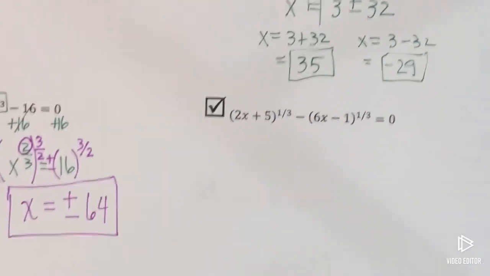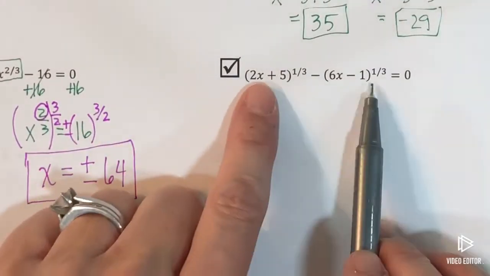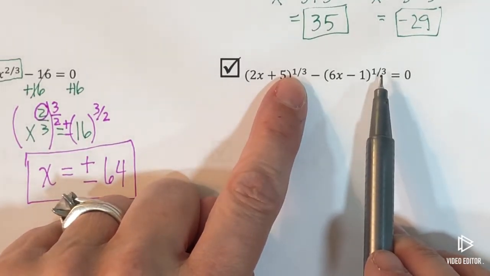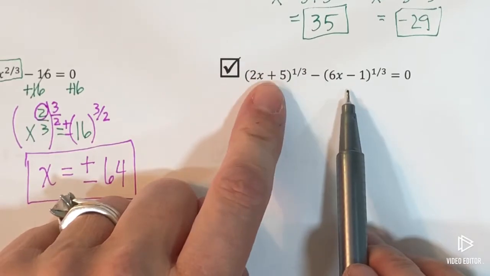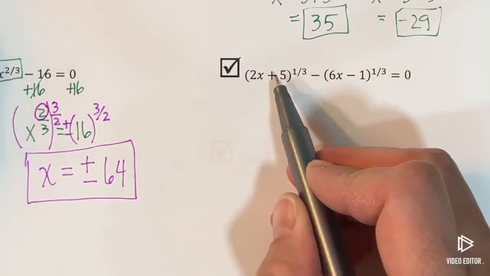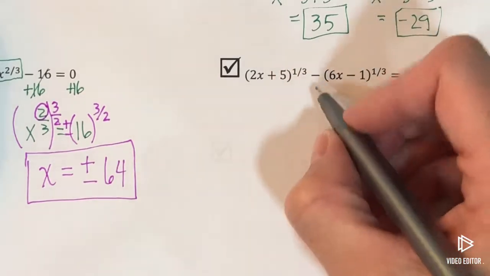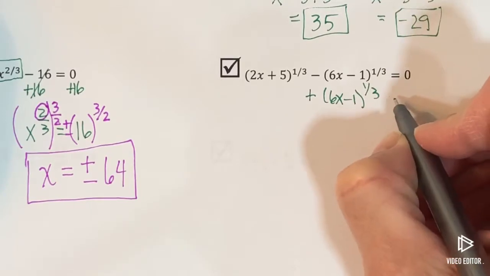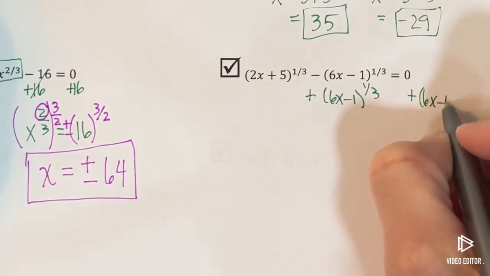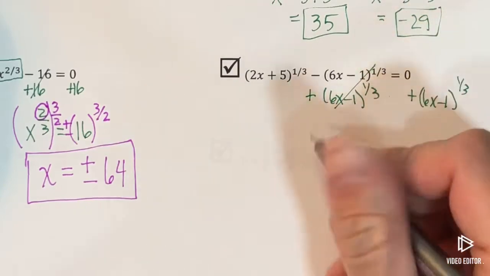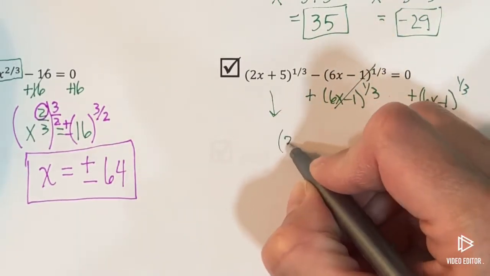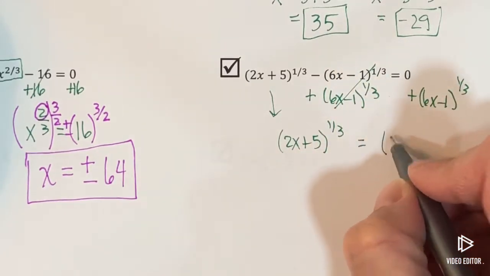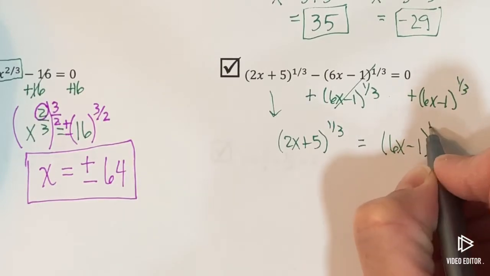Okay, so on this one, hopefully you noticed I have 2 different things that both have a rational exponent. Everything so far, we've only had one with a rational exponent. So since I have 2, I need to get one of these terms on each side of the equal sign. So I'm going to add 6x minus 1 to the 1/3 to both sides. Okay, so then on the left, I have this 2x plus 5 to the 1/3, and on the right, I have 6x minus 1 to the 1/3.